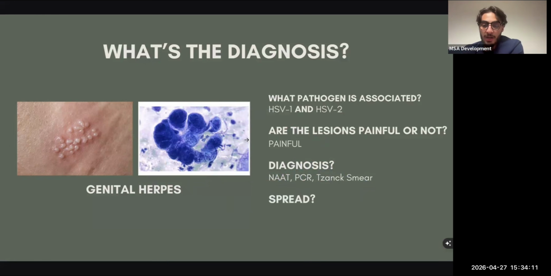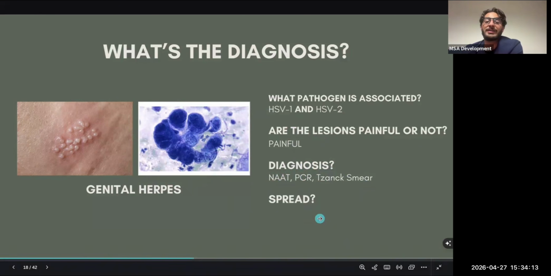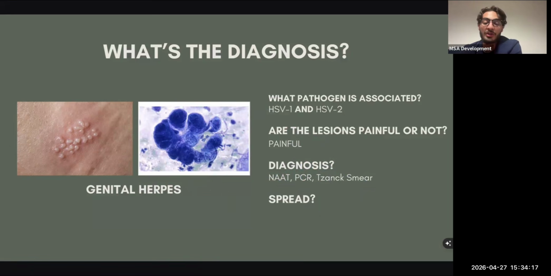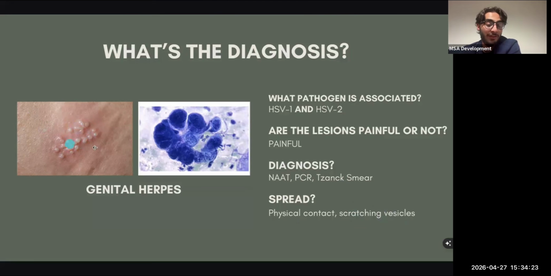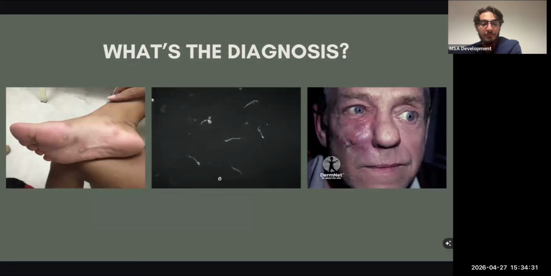All right. And how are they spread, or basically how do they spread from one person to another? It's through sexual contact and it's through scratching the vesicles. So these vesicles themselves are filled with the virus. So if you were to scratch them and one of them were to burst, that could also lead to spread of the genital herpes. Okay.